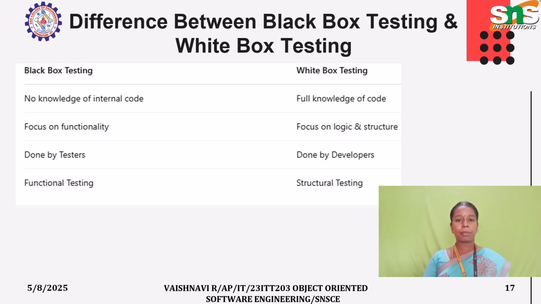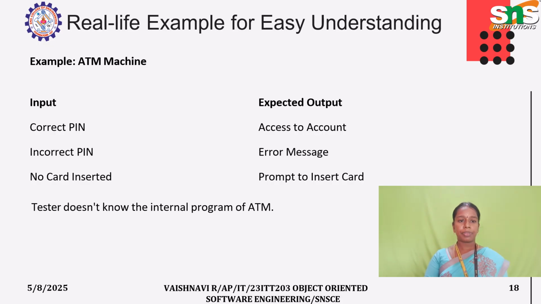Difference between black box and white box testing. In black box testing, we have no knowledge of the internal code, but in white box testing, we have to know the code clearly. Black box completely focuses on the functionality, but white box focuses on logic and structure. In black box, it is completely done by the tester. In white box, it is done by the developers. Black box comes under functional testing, and white box is structural testing.